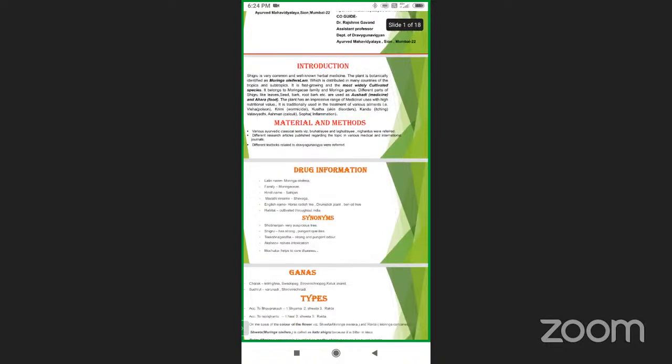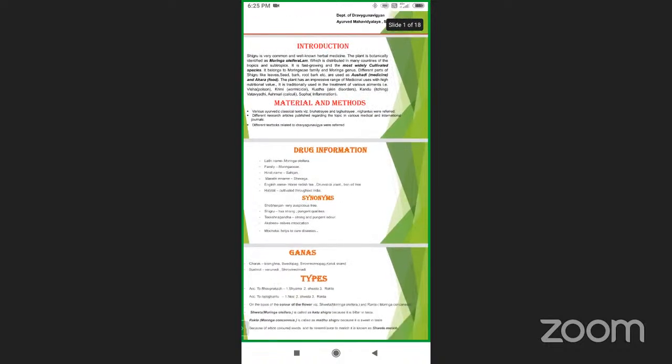Its Hindi name is Sahijan. Marathi name is Shevga. English names are horseradish tree, drumstick plant, and ben oil tree. It is cultivated throughout India. The major synonym of this drug is Shobhanjan. In classical texts you will come across this word Shobhanjan very often, because it is a very auspicious tree.